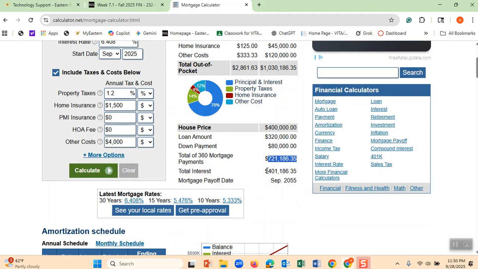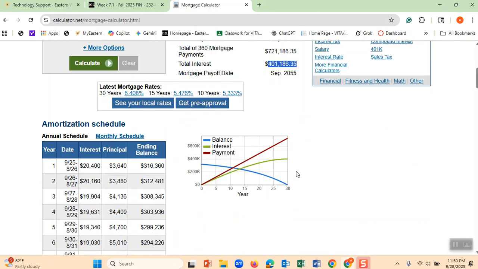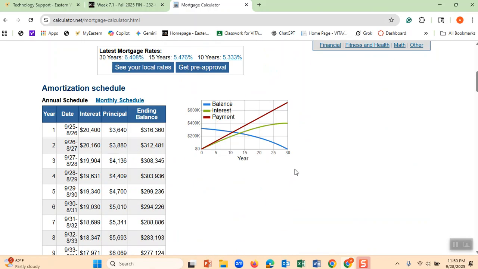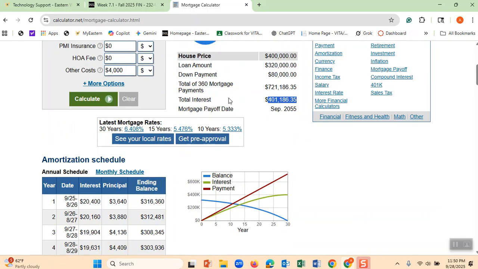The interest that I pay is this much. And if you look at this chart, you will see that I am borrowing 320,000. It is this blue line. As you see, as it goes down, after 30 years it becomes zero.